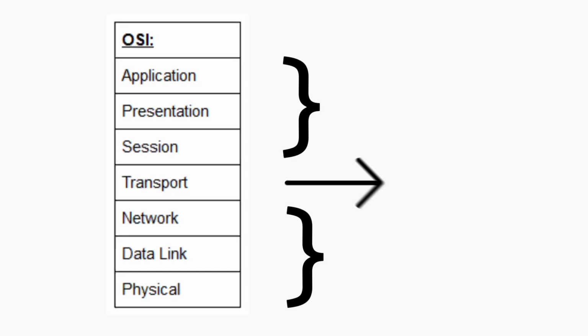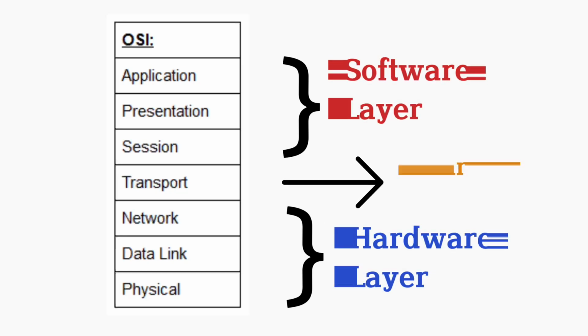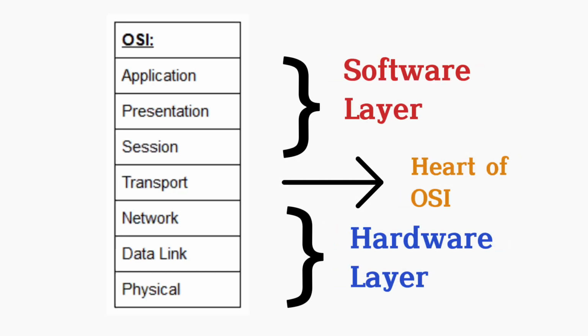The layered approach makes it easier for different devices and technologies to work together. The OSI model provides a clear structure for data transmission and managing network issues. The OSI model is widely used as a reference to understand how network systems function.